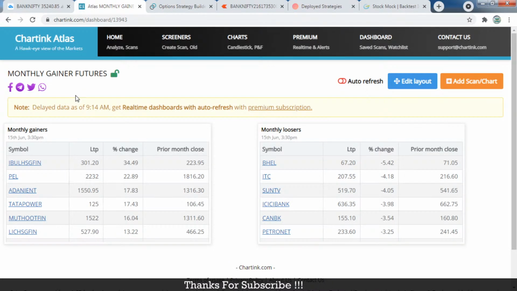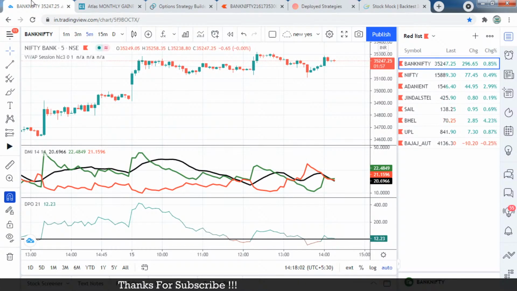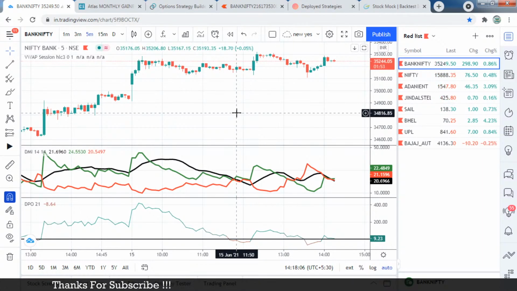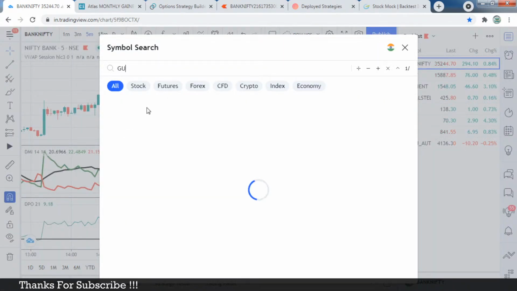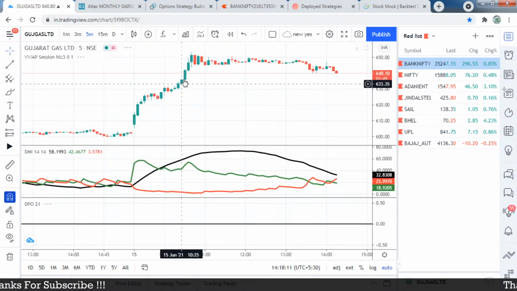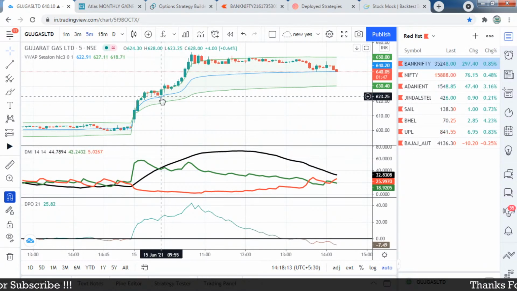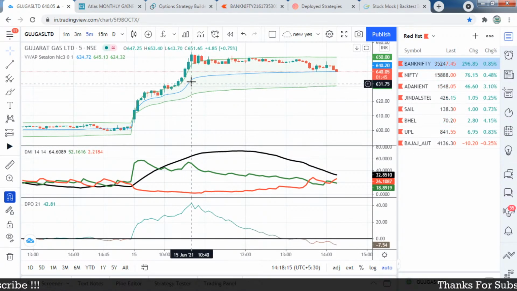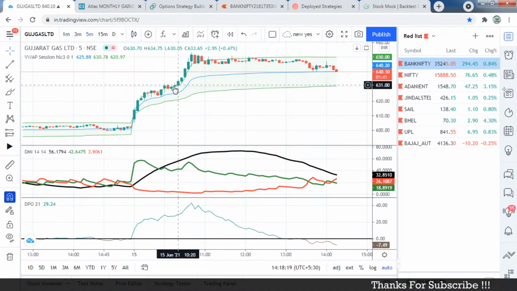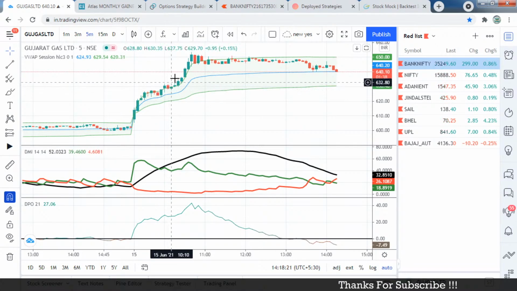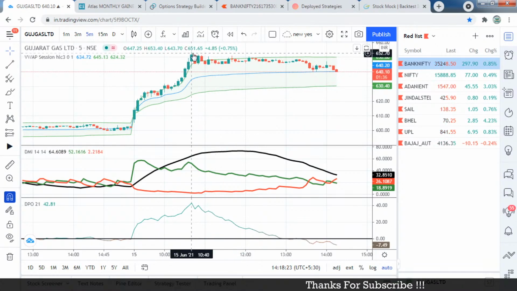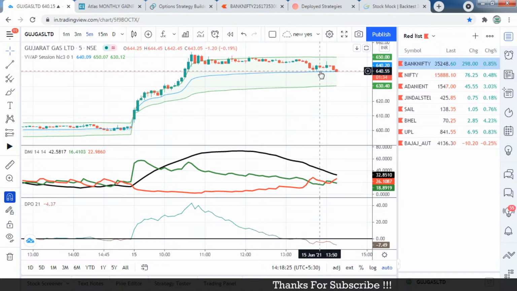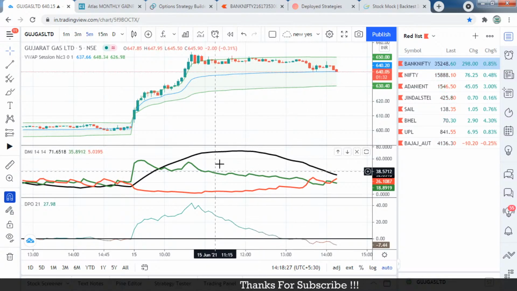So this is what a monthly gainers and losers list looks like. Let's find out. In the morning we saw some stocks. It reaches 650; we saw it at 633, and now it moves to 650 and is touching the VWAP around 640.